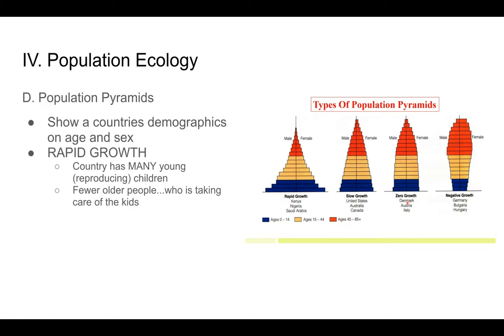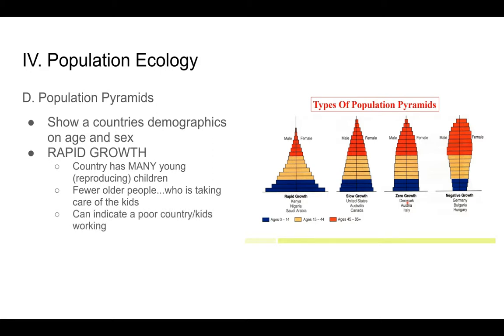Now, that could say a couple of things. That could speak to the healthcare that exists within the country, or access to healthcare. It speaks to a lifespan, a shorter lifespan, either because of resource availability or something like war or famine. It also speaks to education. So if you have fewer older people in the population, who is actually taking care of the kids? You have kids taking care of kids.